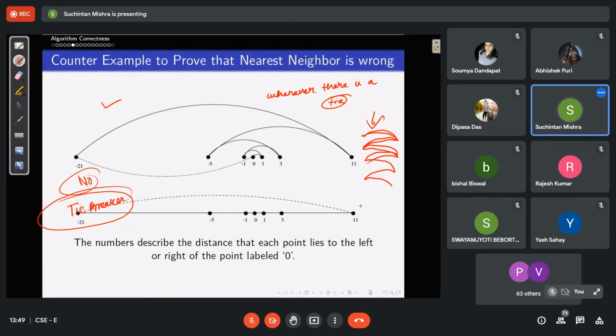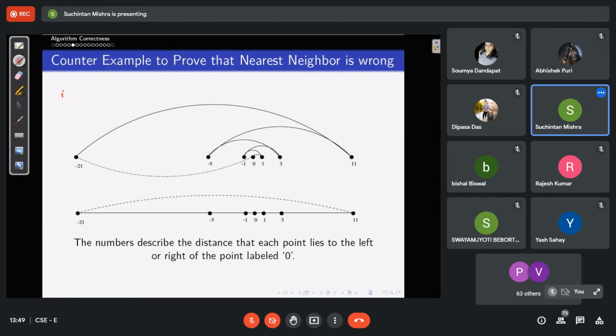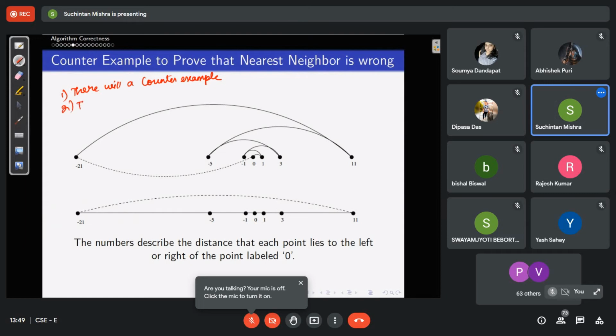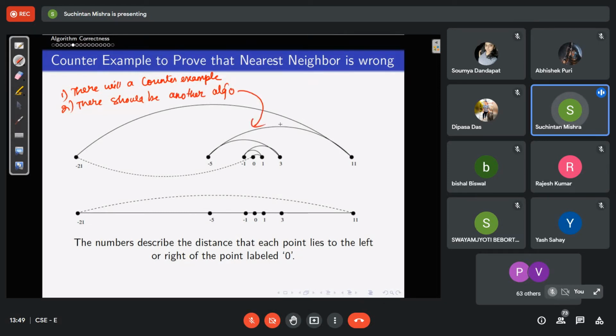Now if you come back to the first slide of today's presentation, I told you two things. There will be a counter example, and there should be another algorithm that should produce a better result on this input. So let us look at one more algorithm.